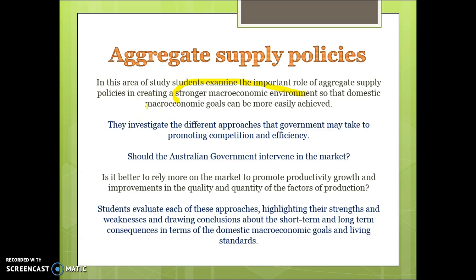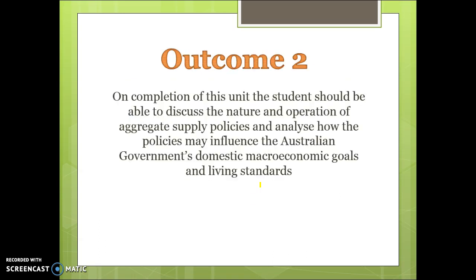We're going to look at ways that the government have tried to promote efficiency and competition, and also analyse whether the government should get involved in the market to try and boost aggregate supply. These are some of the key things we'll be looking at, as well as some of the strengths and weaknesses of aggregate supply. On completion of this unit, the student should be able to discuss the nature and operation of aggregate supply policies, so how do they work, and how they've influenced Australia's economic goals and living standards. They're the two key things you need to be able to do. How do these policies work, and how do they influence living standards?